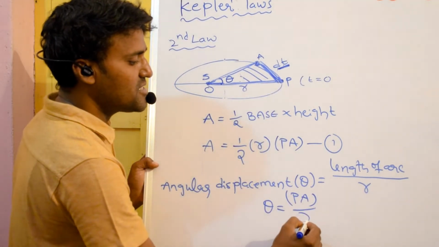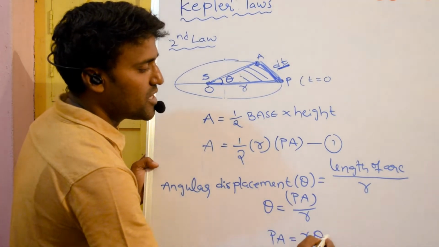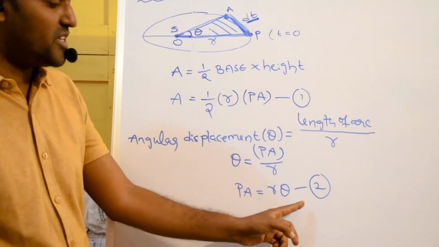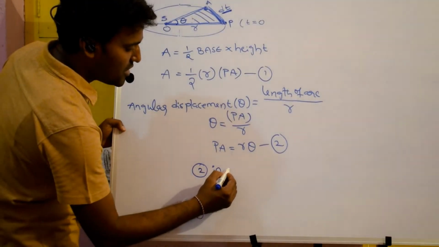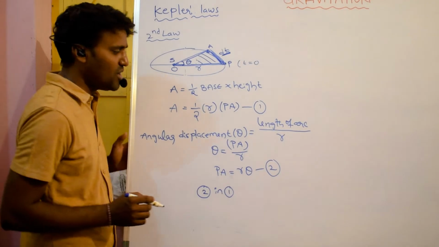Radius of the circle is r. So PA is equal to r into theta, that is equation number 2. Substitute equation 2 in equation number 1.